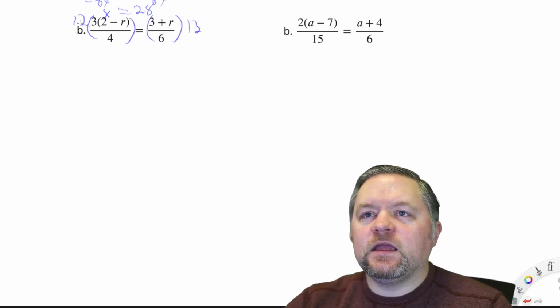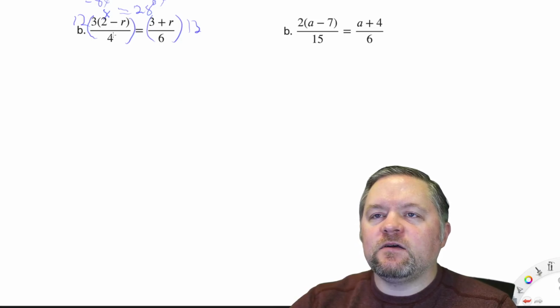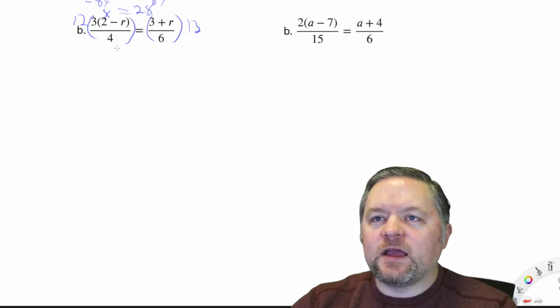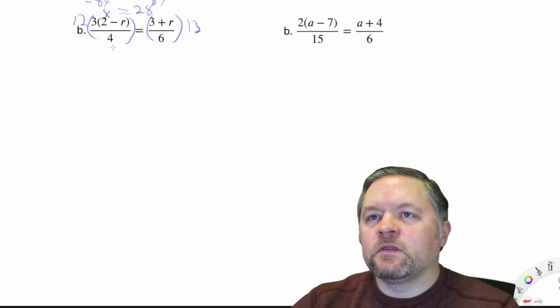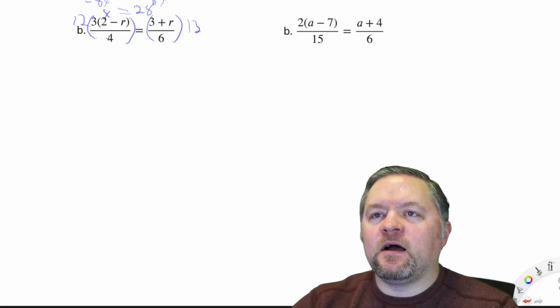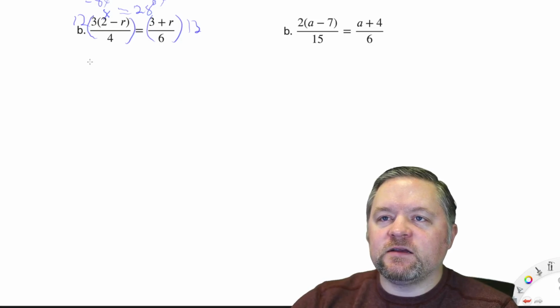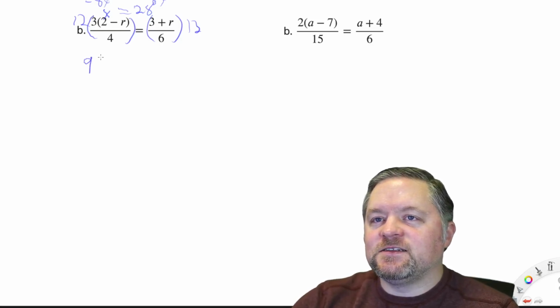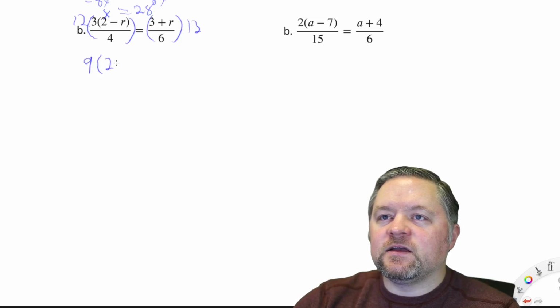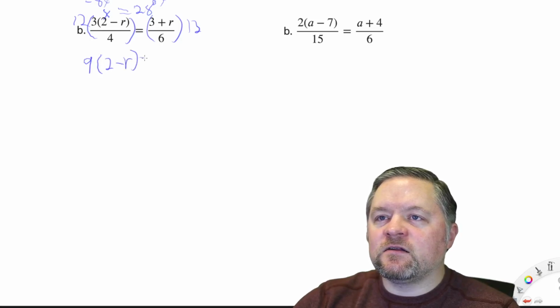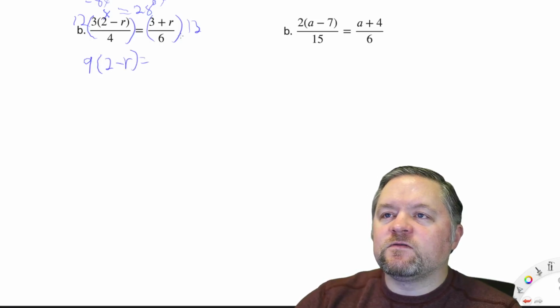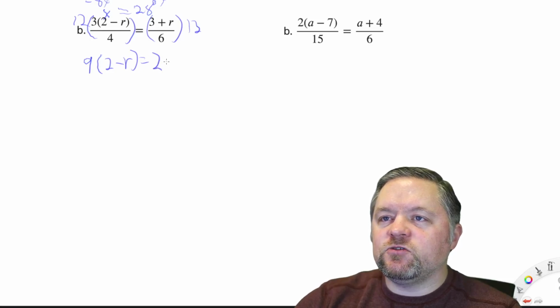If we multiply this by 12, then divide by 4, we are multiplying by 3. Then we are again multiplying by 3 because of this 3 right here. 3 times 3 is, you guessed it, 9. Times 2 minus r equals 12 divided by 6 is 2 times 3 plus r.